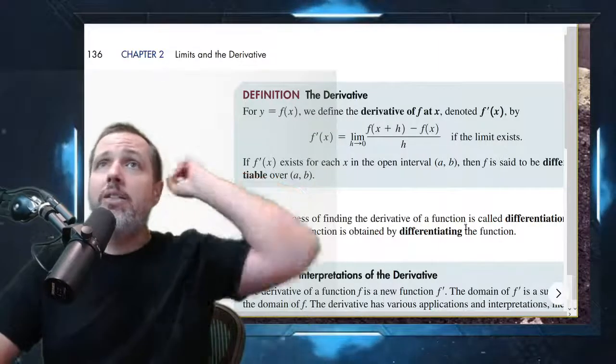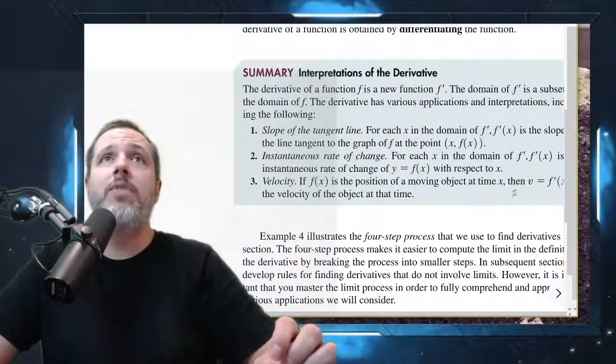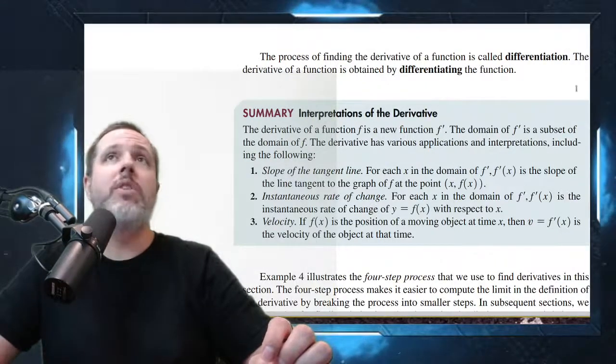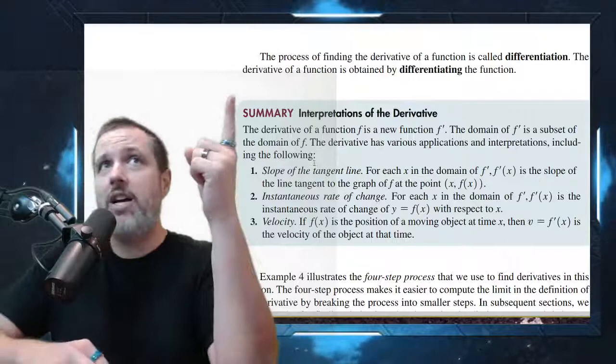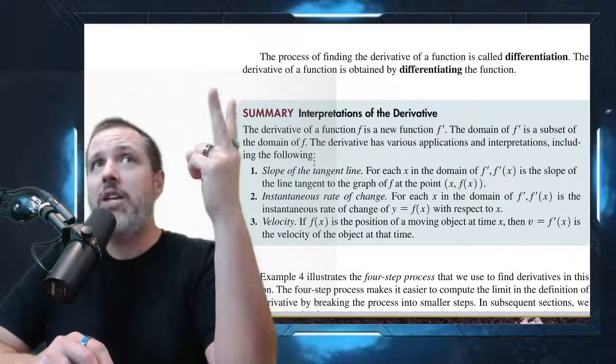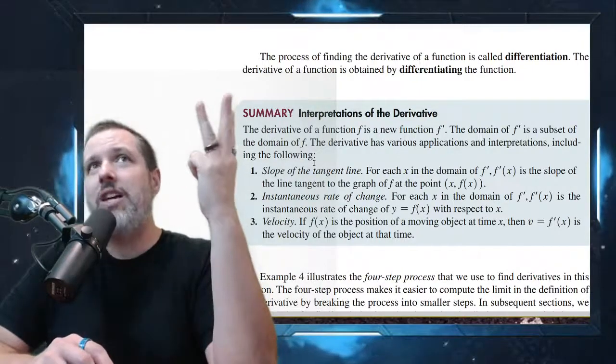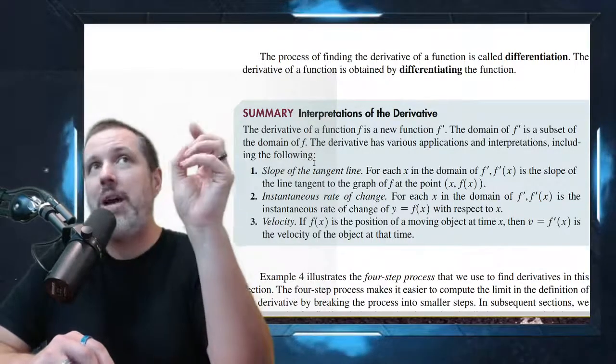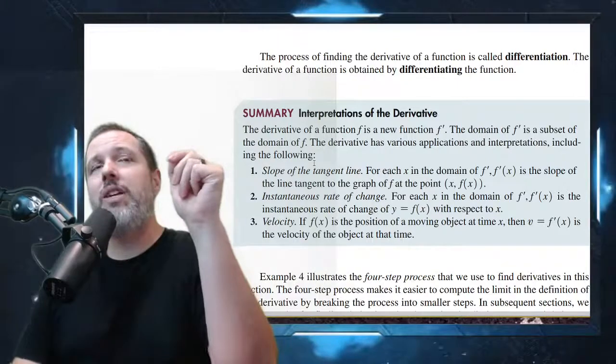So we've got the derivative. Then we have the derivative there. And then here we go again. Interpretations of the derivative. Slope of the tangent line. Instantaneous rate of change. Velocity. The velocity is like an exact example. It's an example, but it's ways of interpreting it, right?